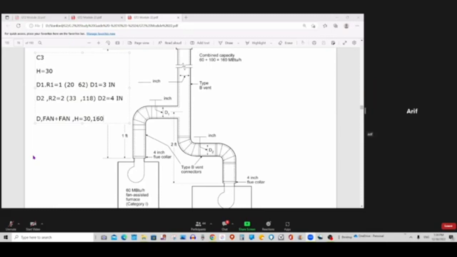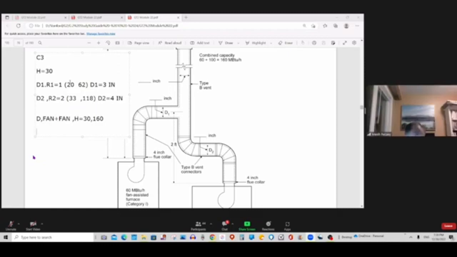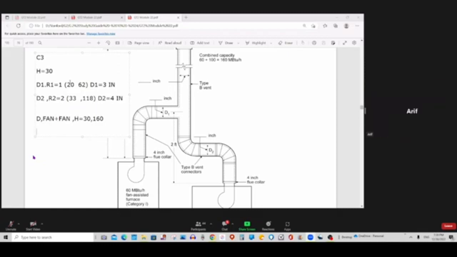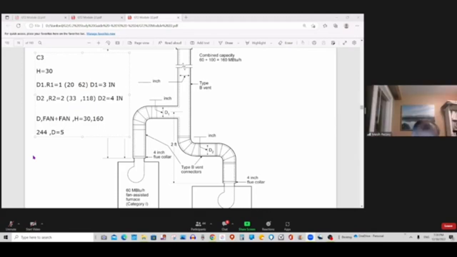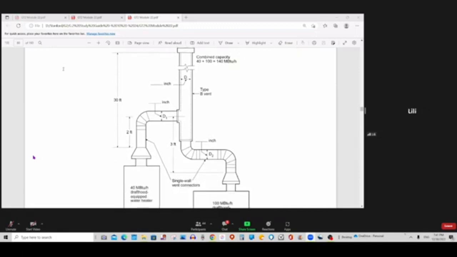Okay, so what do you get? Fan, 5 inch. Okay, so what do you get, min and max? 244. Then it is equal to 5 inches, right? Yeah. Yes, sir. Thank you. Miss Lily, tell me which table?